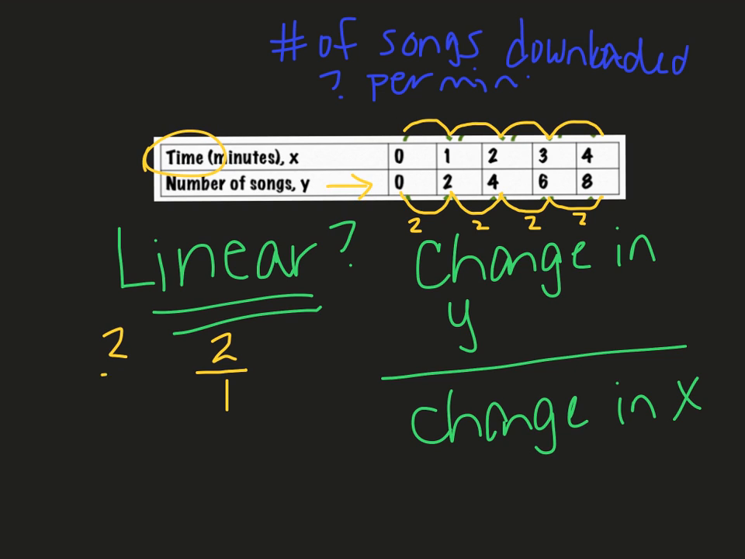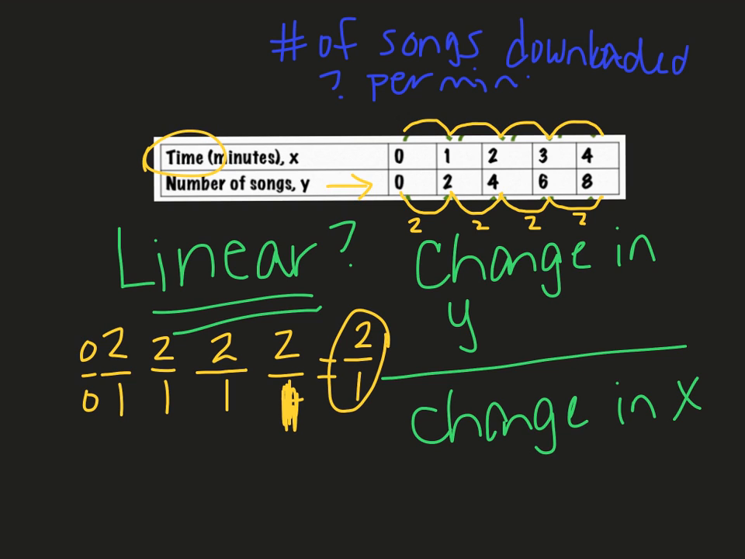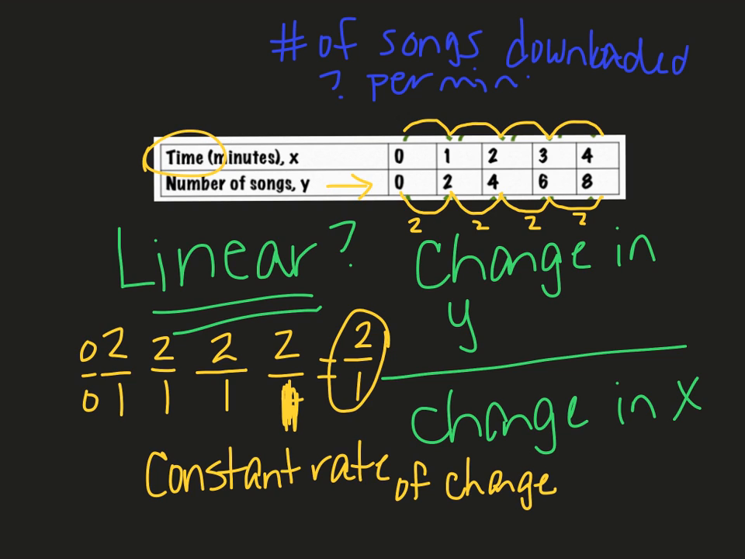So I would have 2 over 1, 2 over 1, 2 over 1, and 2 over 1. Okay, so since all those are the same, this is the constant rate of change. And that shows that it is linear. It's going to make a straight line when we graph it.